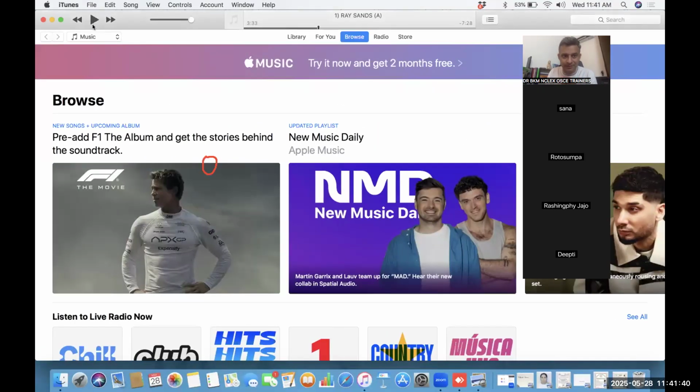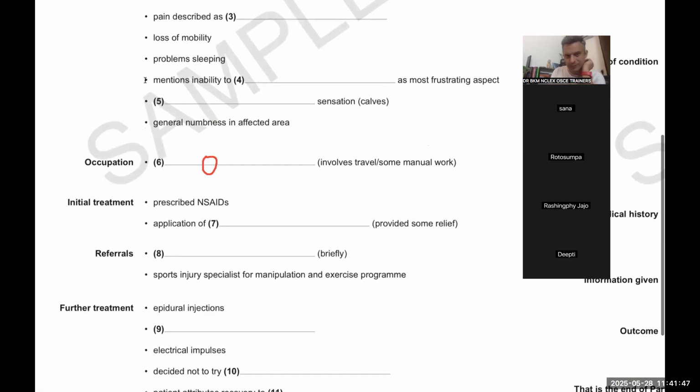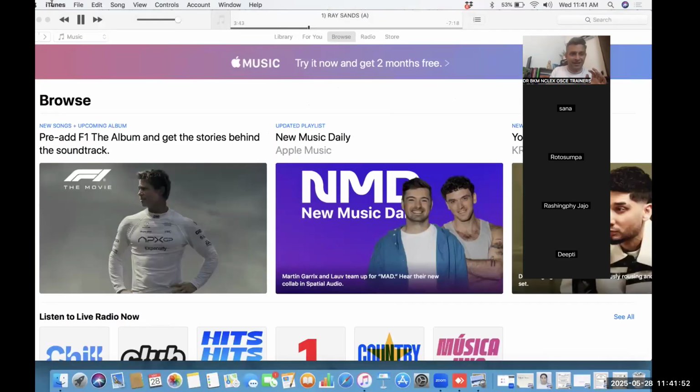What is the occupation? My whole leg just felt a bit numb, really. It was weird. And of course, I couldn't go to work. I'm an events organizer, so I travel about a lot.